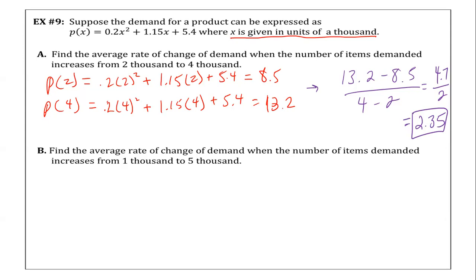So example 10 was supposed to be our exit ticket. We exit in 3 minutes and 25 seconds.